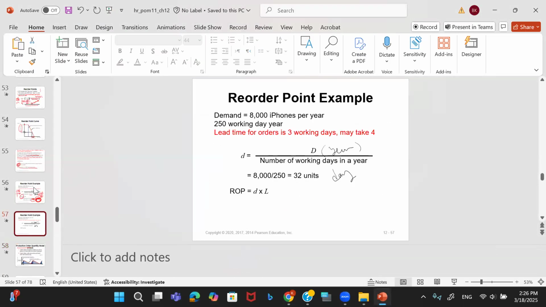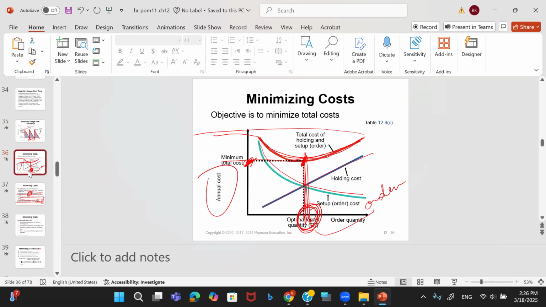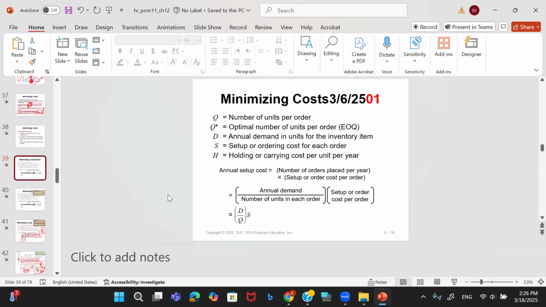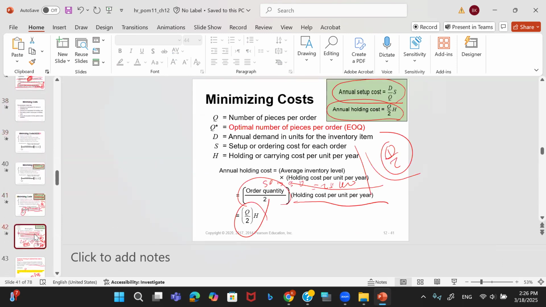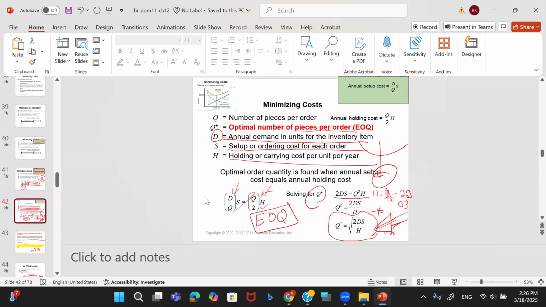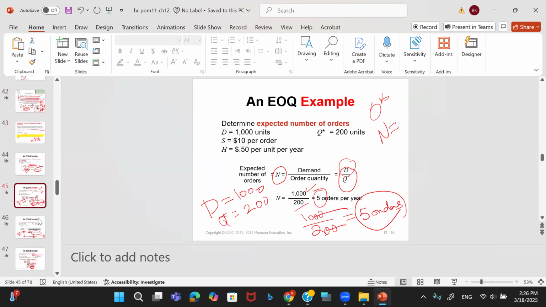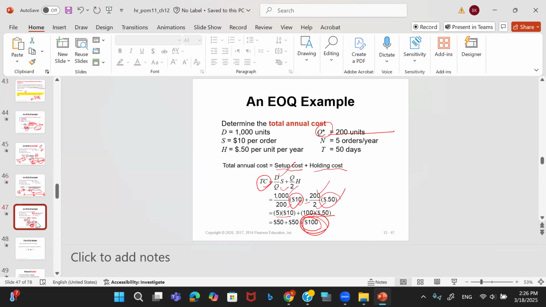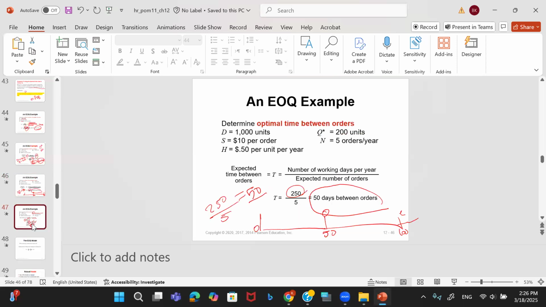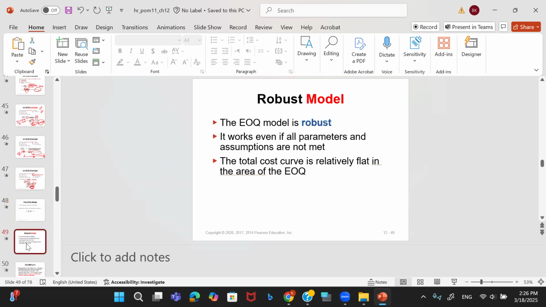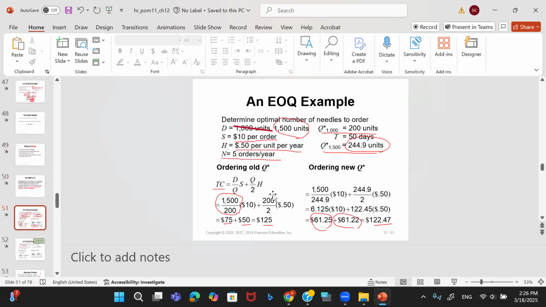Okay, so what we covered today, the first part of chapter 12. Make sure you know how to calculate the Q star, how to calculate the number of orders, the time between orders, the holding cost, the setup cost. Later we will cover the setup time, but not in this chapter. Also the total cost and the reorder point.